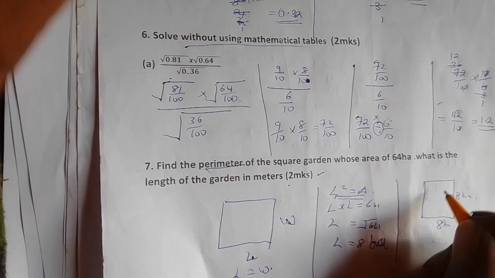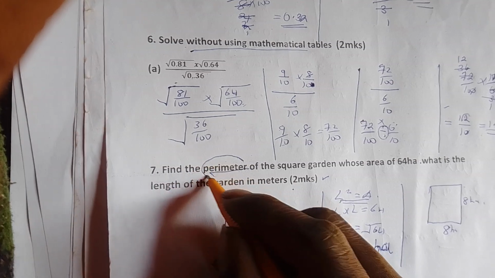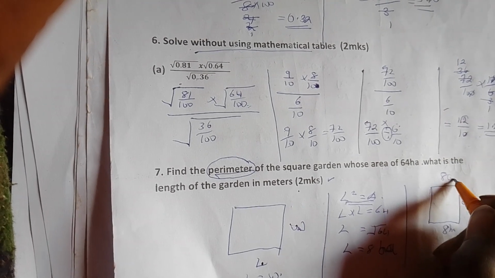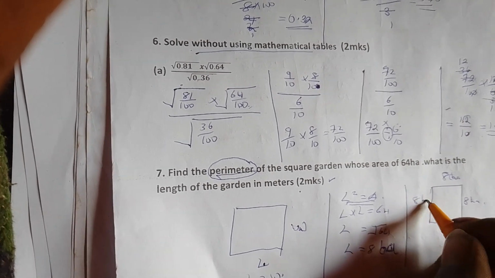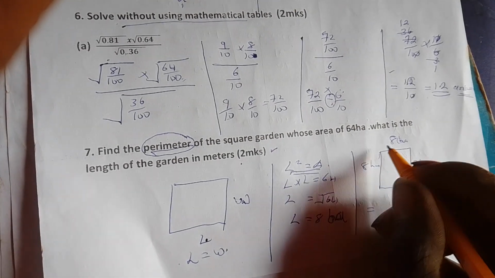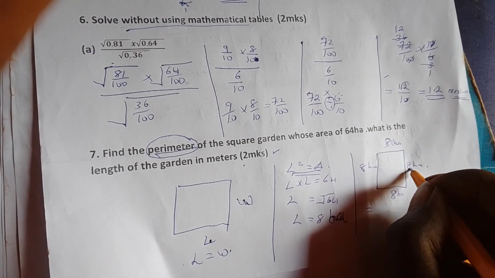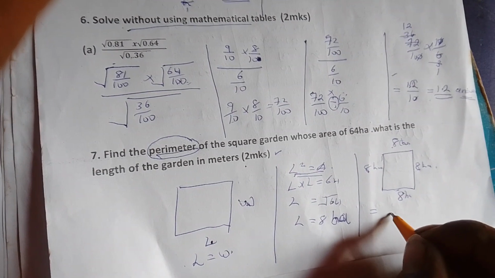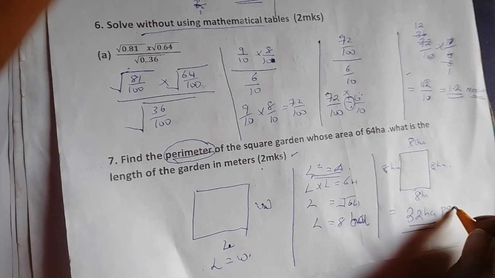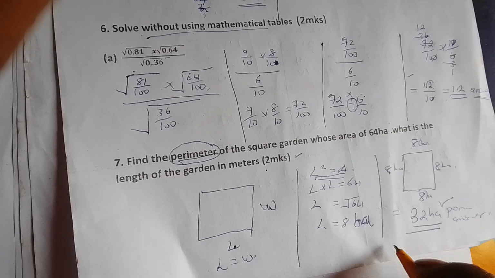what you do is you add all the sides, because perimeter is all the way round. So this is another 8 hectares. This is another 8 hectares. And therefore, what you do is you add all the way around. That's 8 plus 8, 16 plus 8, 24 plus 8, 32. You get 32 hectares as the perimeter and our answer. This is correct.